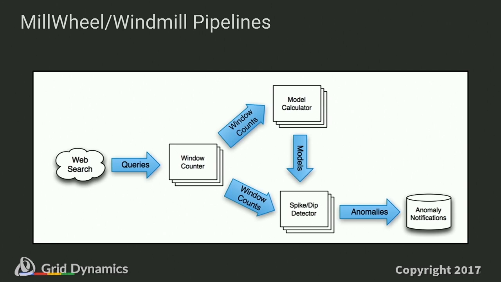Had a computation that calculated windowed counts, basically histograms per search of how often each query was happening. And then it split. We had a model calculator that calculated models of what the graph of each query looked like over time. And then we had a spike and dip detector that would always diff the recent windowed counts against the model. And if something was too far off, it would say, here's an anomaly.